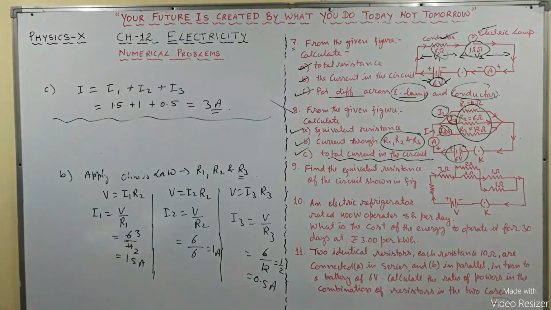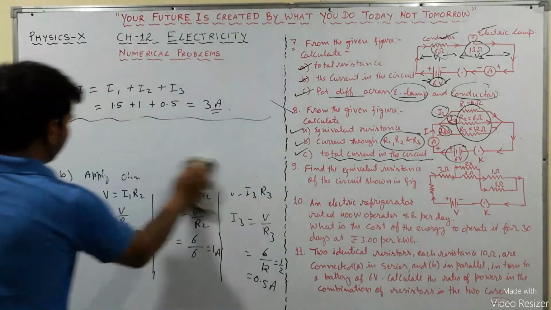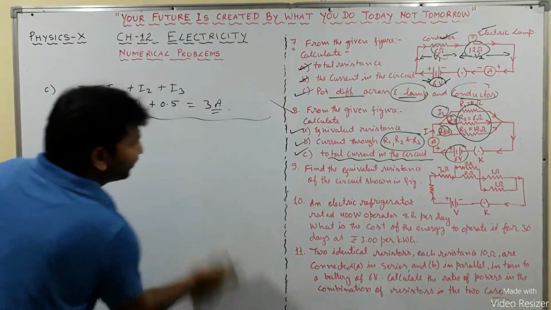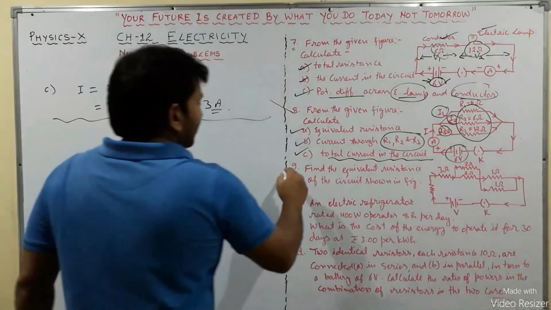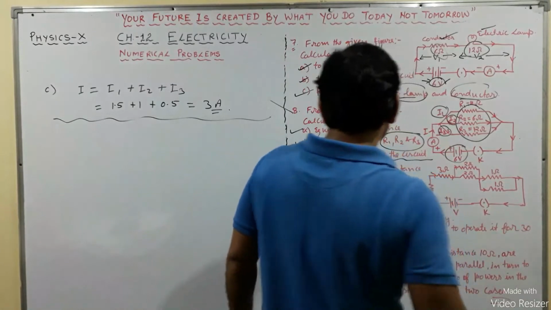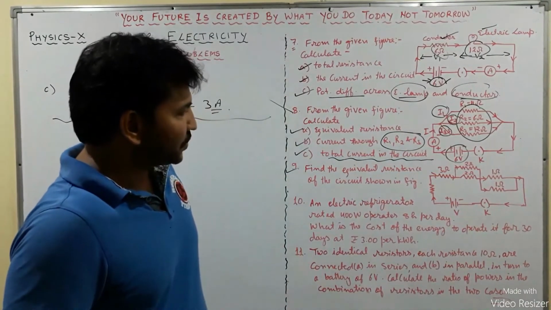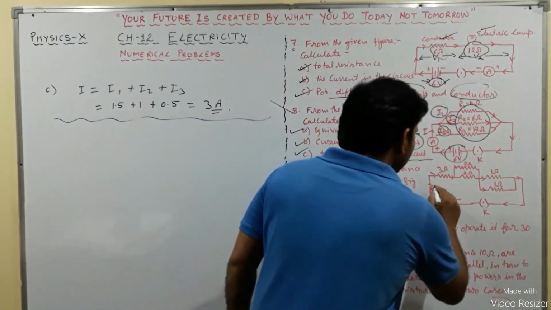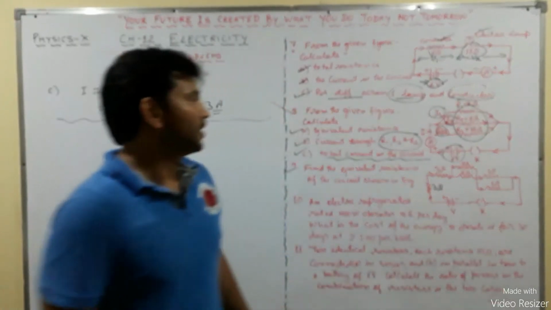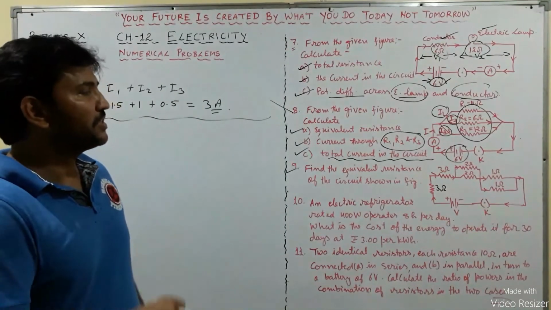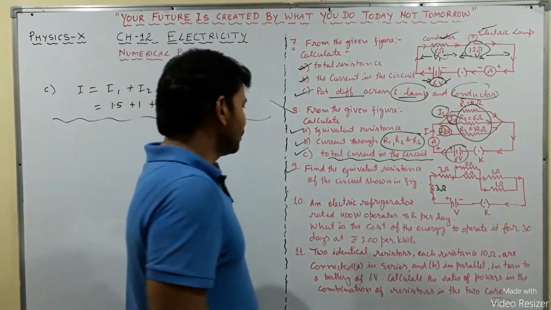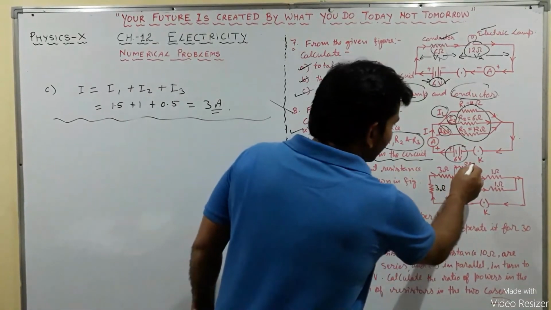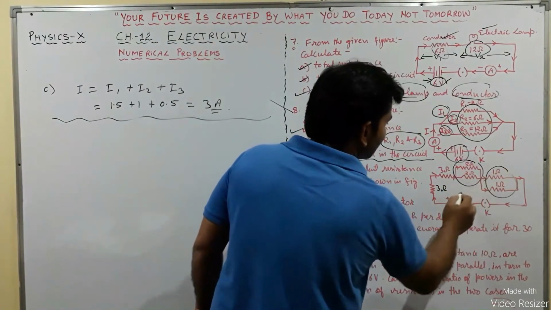Now move on to question number 9. Again one electric circuit is given in which various resistors of various resistances are connected in a mixed combination. That means in series as well as in parallel combination. So how we will solve this type of question? First of all, we will solve the set of parallel combinations. First of all, we will solve this.